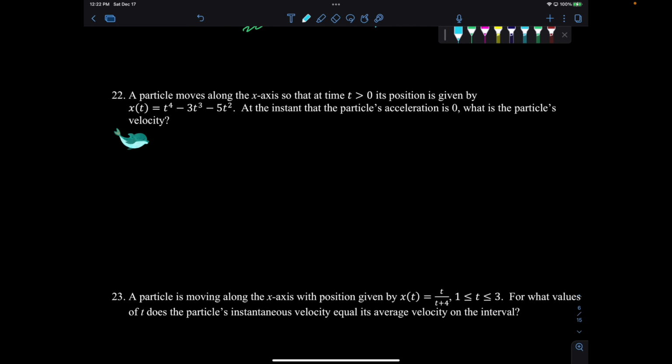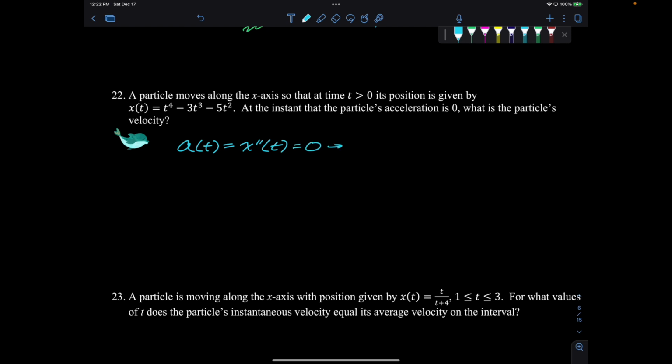So this is a calculator problem. A particle moves along the x-axis at a time t greater than 0. Its position is given by x of t equals t to the fourth minus 3t cubed minus 5t squared. At the instant that the particle's acceleration is 0, what is the particle's velocity? Okay, so acceleration is the second derivative of position. And we need that to equal 0.